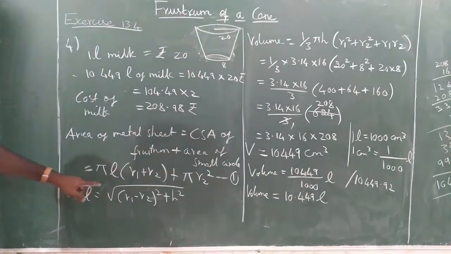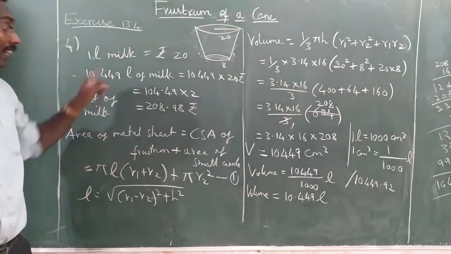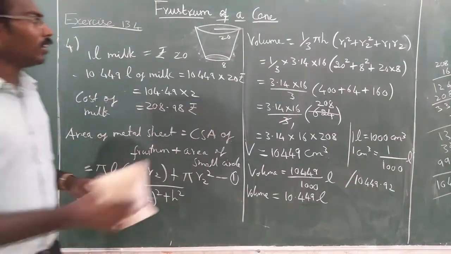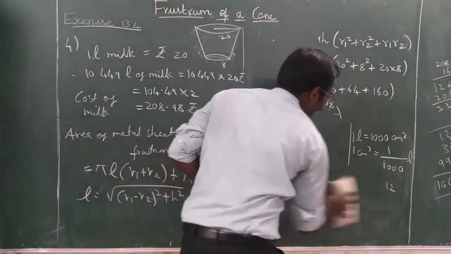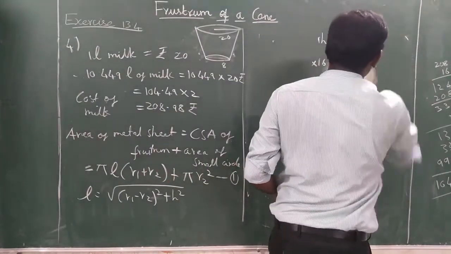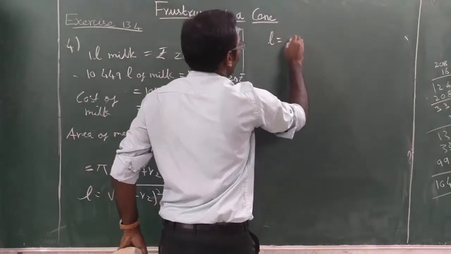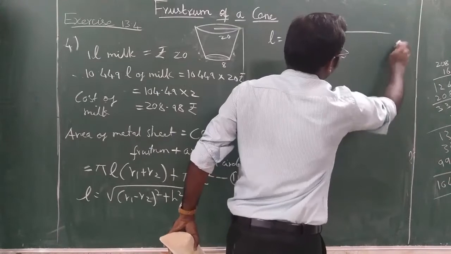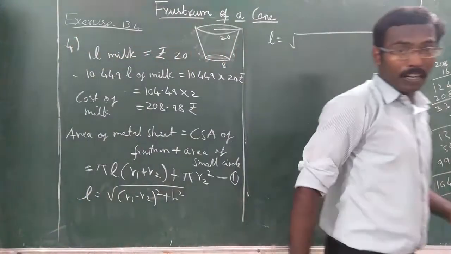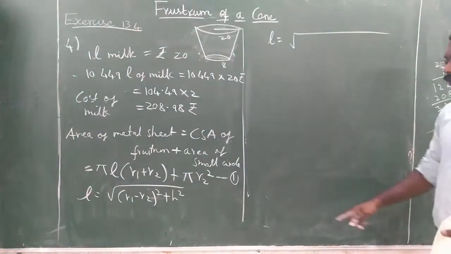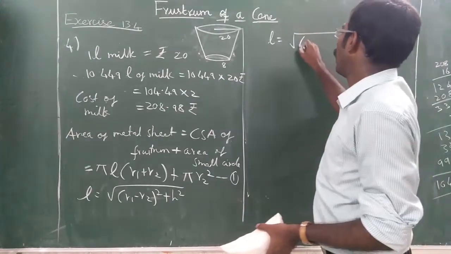So slant height, first we have to find the slant height and we have to apply here and we will find the area. Then we will find the cost. So I am erasing this. We are going to find the slant height first. So slant height L is equal to, are you all following? Everyone? Rahul Devmondal? Listen. R1 minus R2 whole square. What is R1?